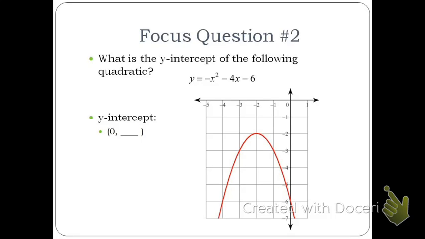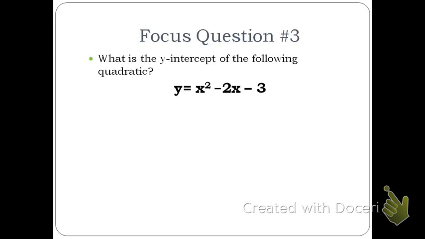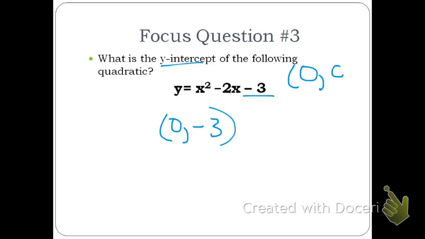Focus question 2 even includes the graph. If you look on the graph, we can see our y-intercept is right here at the negative 6. Or you can notice that your c value is negative 6. So your y-intercept is at 0, negative 6. Easy so far. Let's take a look at a third example. Alright, what is the y-intercept? The y-intercept is when x is equal to 0. Your c value is at negative 3. So your y-intercept is always 0, and whatever your c value is.